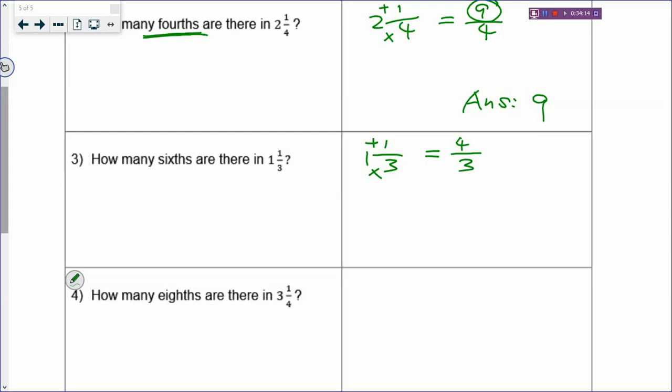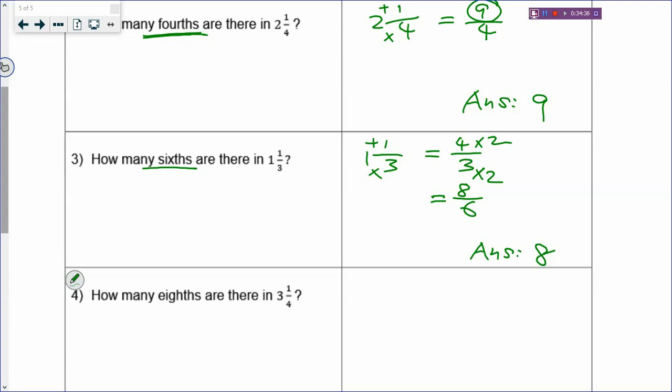But you want how many? Sixths. So then you make the denominator into a 6. 3 times 2, and then 4 times 2. And that's how you get 8 over 6. Alright, 8 over 6, or 8/6. So how many sixths are there in this fraction? There are 8, right? 8/6.